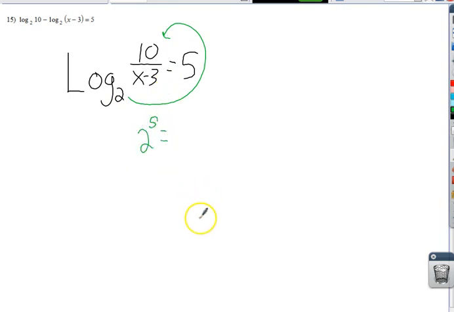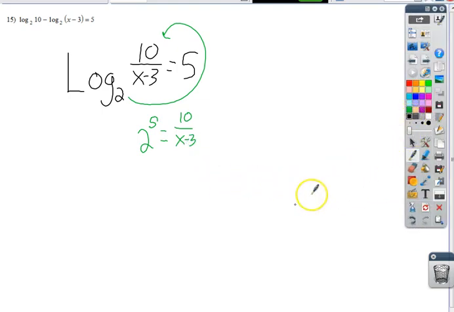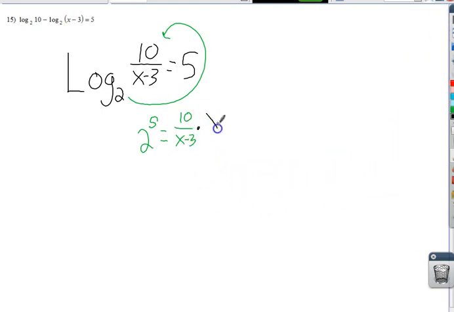equals this particular item, 10 over x minus 3. Well, how the heck am I going to get x minus 3 out of the denominator? I'm going to do a little cheat here. I'm going to multiply both sides by x minus 3. I'm allowed to do that. Now this becomes, let's go, 4, 8, 16, 32. Neat.